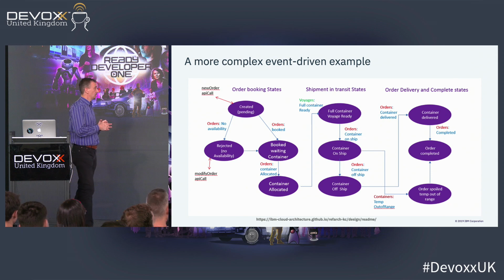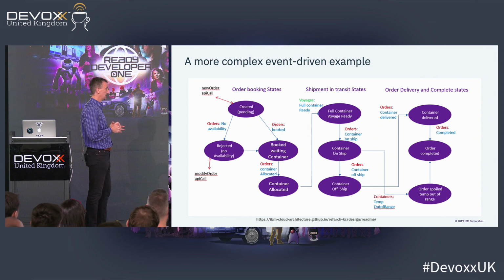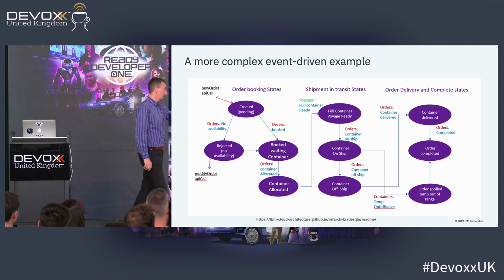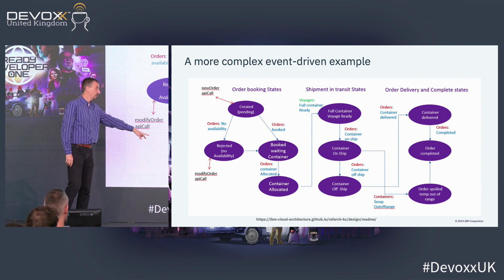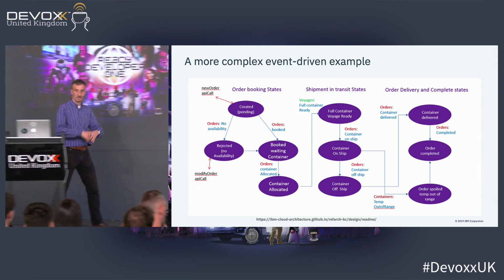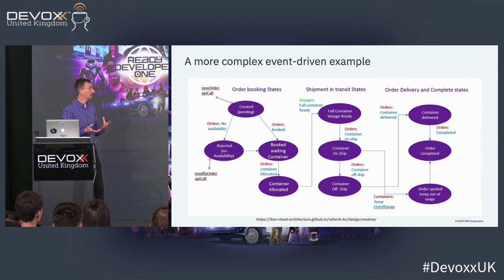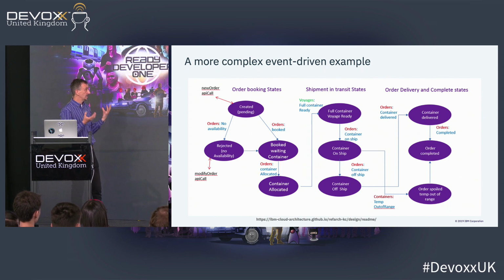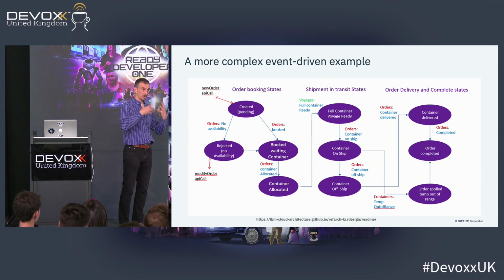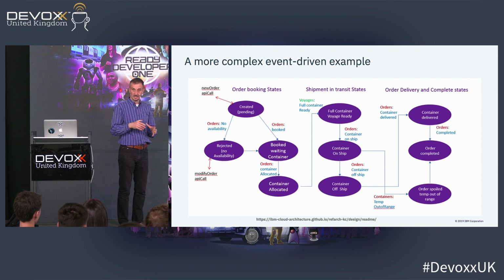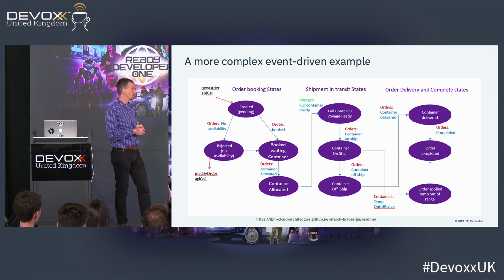So here's an example which is a little more realistic. You can see the code if you follow that URL down the bottom there. So there is actually running code behind this. It's just an example of how the application would work. And the idea is that this is a shipping container system. Okay, so you've got boats that you want to fill up with orders and then send them across the seas to deliver things to the receiving customers.